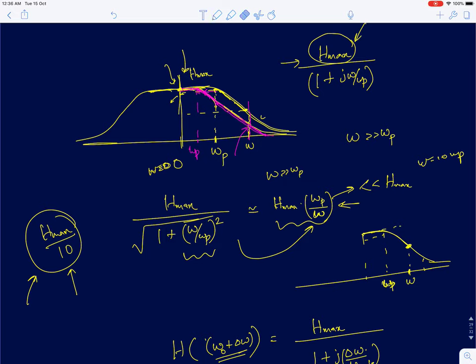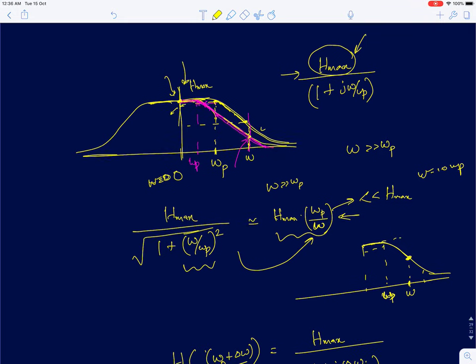Okay, so rejection is simply the inverse of the attenuation. I just use that word. It becomes simpler to describe the filtering action of the first order low pass filter and even the bandpass filters. So rejection is just the amount by which the gain reduces.